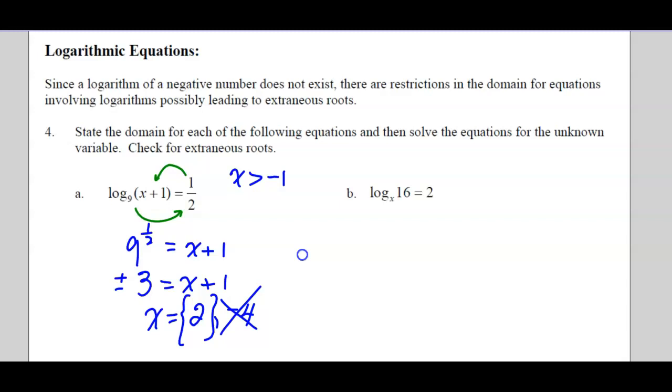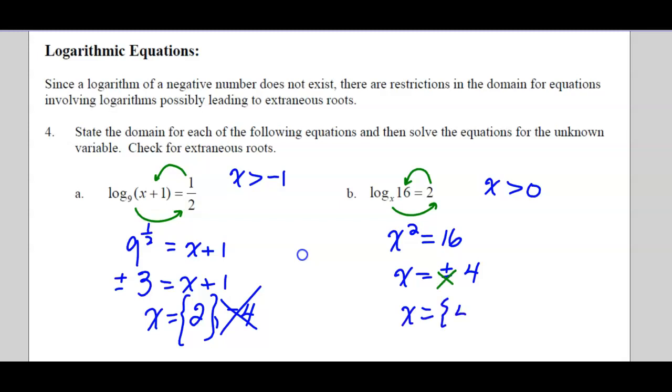Okay, next one. X squared equals 16. So now we're taking the square root, so tend not to forget about it when it's in this form, right? So we know plus or minus 4 there. We know by definition that x has to be greater than 0. So we just rewrite: 4 is our solution.